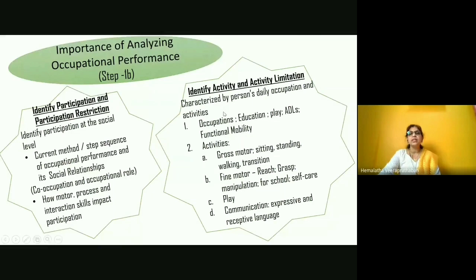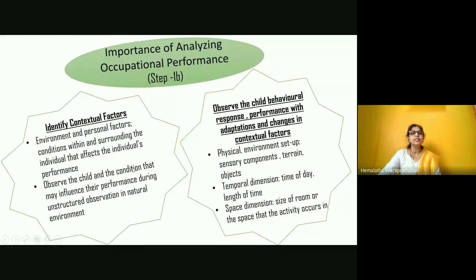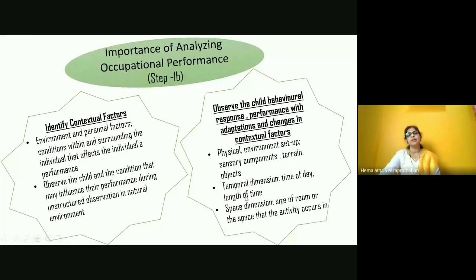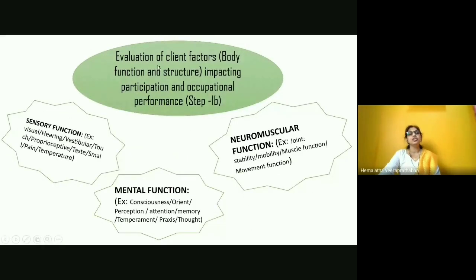And then we also understand the activity and activity limitations. We understand the contextual factors, which are the environment and personal factors. We observe the child's behavioral response in their own environment and setups, in the physical, temporal, and spatial dimensions. As I told you before, client factors, like body functions and body structures, are assessed through these three major functions: sensory functions, mental functions, and neuromuscular functions.